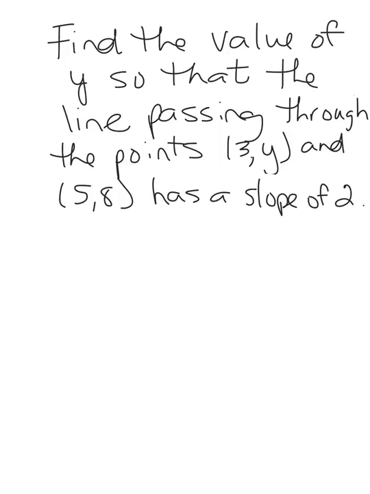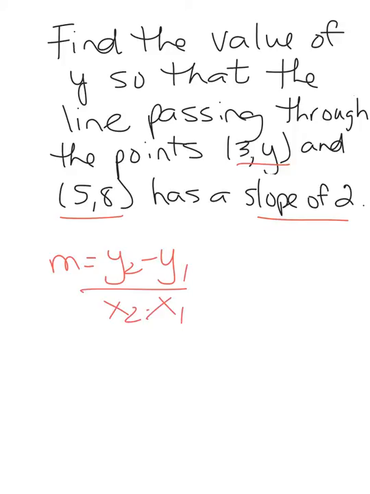In the last example for today, the directions say find the value of y so that the line passing through the points (3, y) and the ordered pair (5, 8) has a slope of 2. So I'm going to use a combination of things. I have to figure out exactly what they give me. They give me the slope, and I have two sets of ordered pairs, so I'm going to have to use the formula m is equal to y2 minus y1 over x2 minus x1. I'm going to have to use my algebra, because the question says find the value of y.